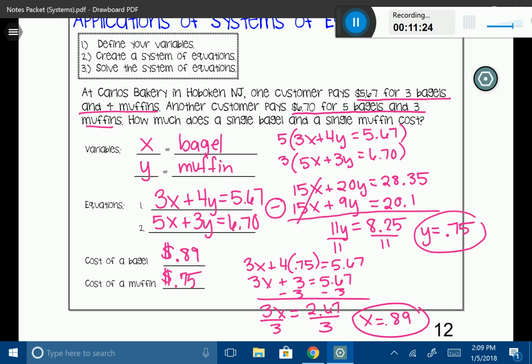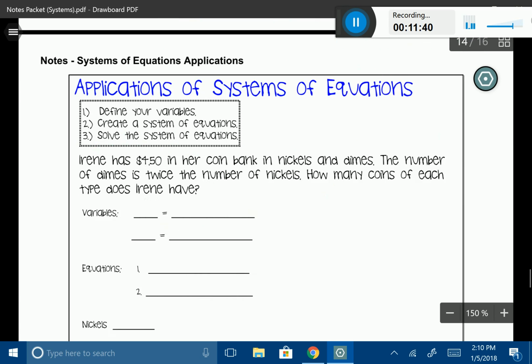I can imagine that at Carlos Bakery, the cost of a bagel and a muffin would be a little bit less than $1. But either way, for this problem, it shows you how you can use the system to figure out the price of each of these. Okay, I do have some more examples for us today.